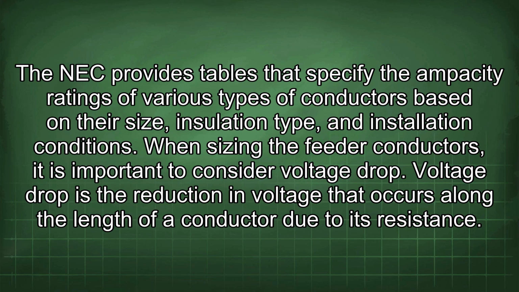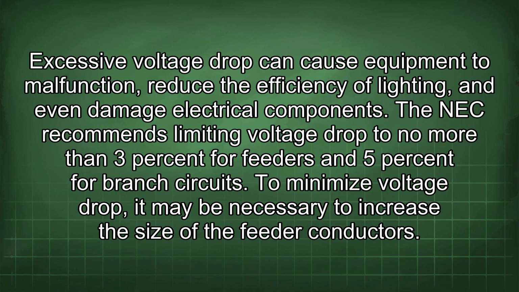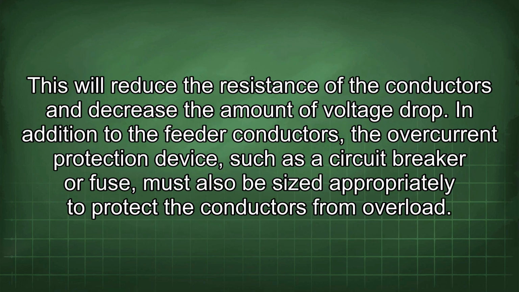and insulation conditions. When sizing the feeder conductors, it is important to consider voltage drop. Voltage drop is the reduction in voltage that occurs along the length of a conductor due to its resistance. Excessive voltage drop can cause equipment to malfunction, reduce the efficiency of lighting, and even damage electrical components. The NEC recommends limiting voltage drop to no more than 3% for feeders and 5% for branch circuits. To minimize voltage drop, it may be necessary to increase the size of the feeder conductors. This will reduce the resistance of the conductors and decrease the amount of voltage drop.